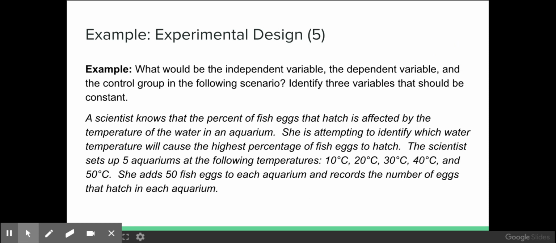This is a really good example for us to talk about experimental design. I want to give you 5 minutes to read through this scenario. I want you to identify the independent variable, the dependent variable, the control group, and 3 variables that should be constants. Take 5 minutes and see if you can do that on your own.